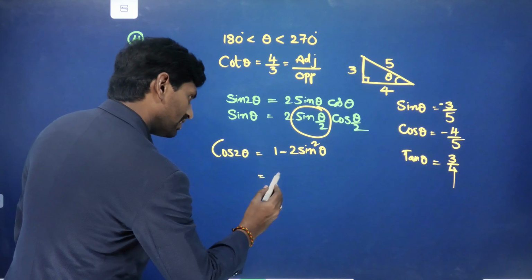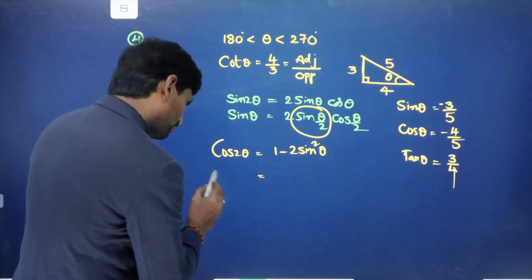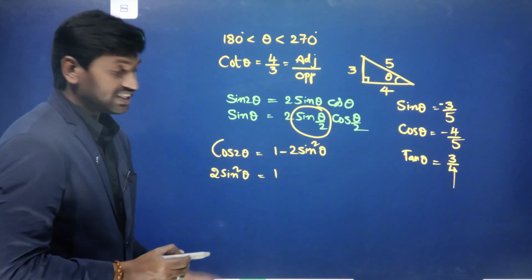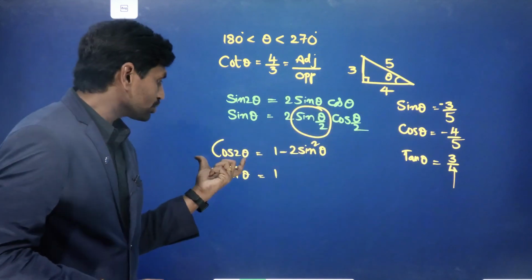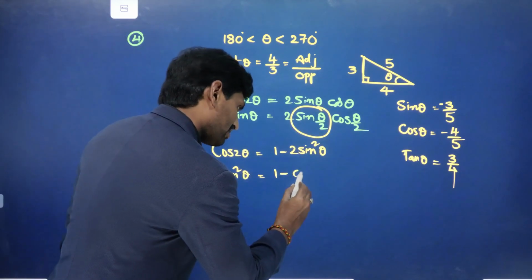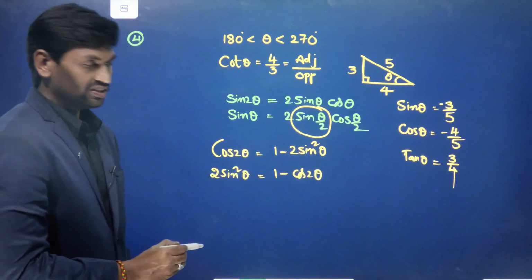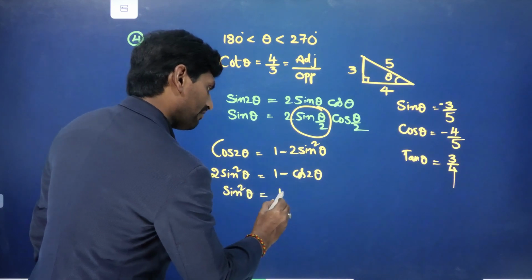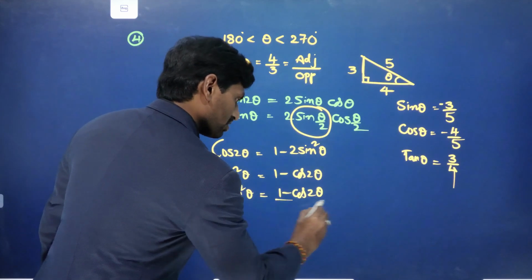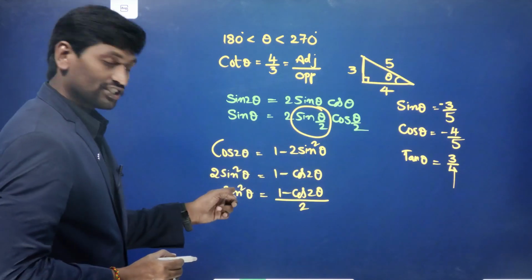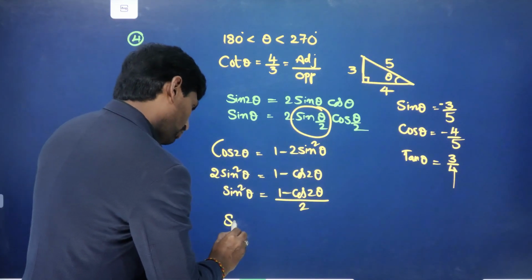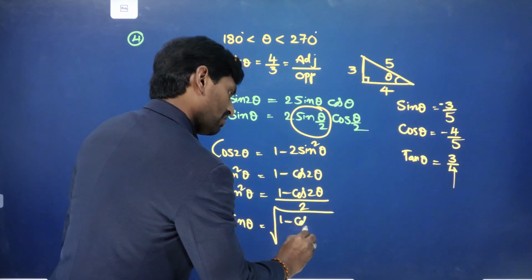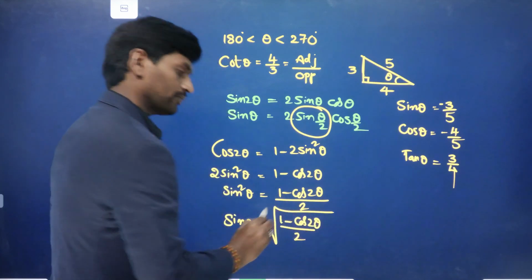From this, minus 2 sin square theta is transposed to this side, becomes plus 2 sin square theta, and this 1 is as it is here, and cos 2 theta is transposed to that side, minus cos 2 theta. Here 2 is multiplying; if you transpose that side, it will be divided. That means 1 minus cos 2 theta by 2. And square transposed becomes square root. So finally, sin theta equals root over (1 minus cos 2 theta) by 2.